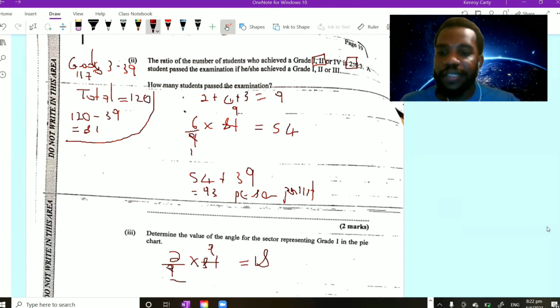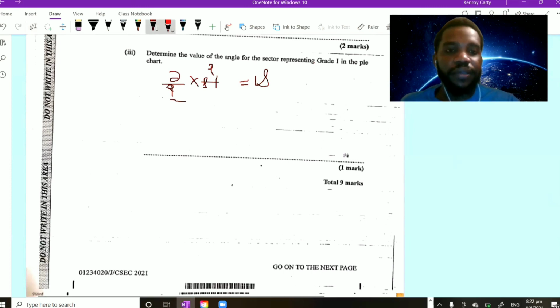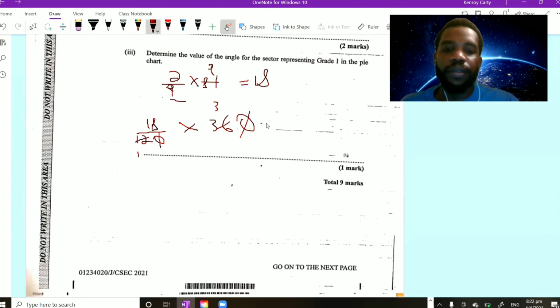Now, what we want is the size of the angle, which is not going to be difficult because we know that the total measures 360 degrees. So this 18 is 18 out of the total. In all, we have 120, multiplied by 360. Let's start by breaking down the zeros. 12 into 12 is 1. 12 into 36 is 3. Now 3 times 18 would give me 54. So the angle is equal to 54 degrees.